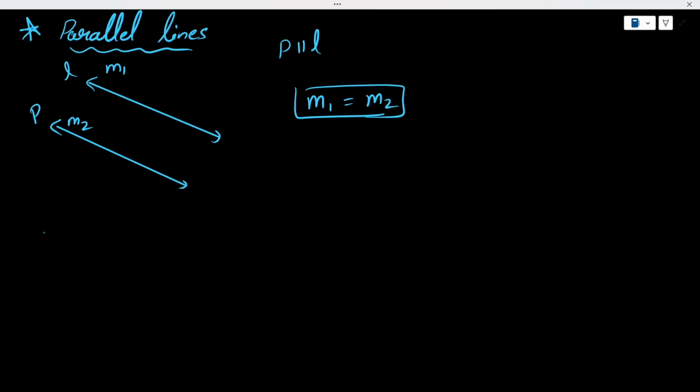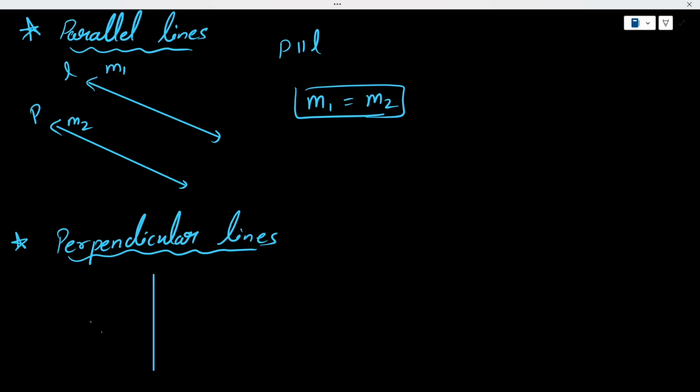Similarly, for perpendicular lines, what is the rule you have to remember? Perpendicular lines means they both meet at 90 degrees. If I take perpendicular lines, it can be any lines. This is not the x and y axis, but they are making a 90 degree angle. If this is line L1 and this is line L2, with gradients M1 and M2, then you should know the relationship between their gradients. M1 into M2 is always minus 1.